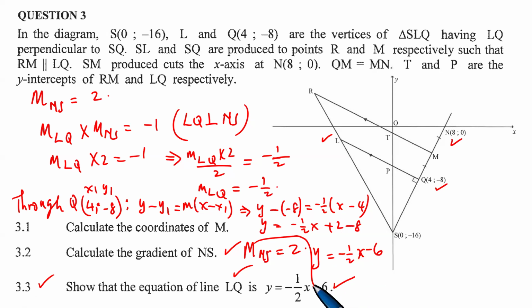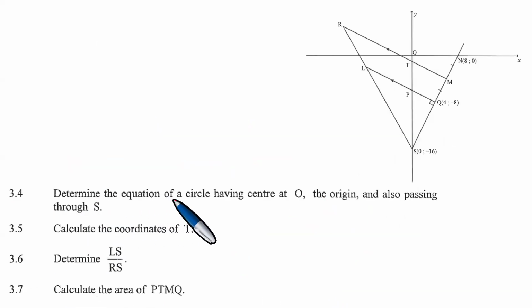This section we're looking at right now is called analytical geometry. Next point: determine the equation of a circle having center O, the origin, and also passing through S. We want to find the equation of this circle passing through the point S.